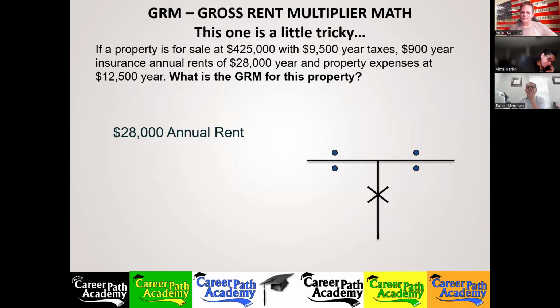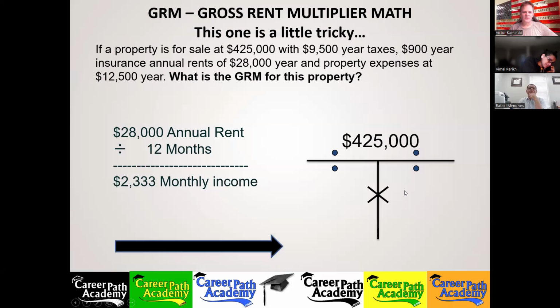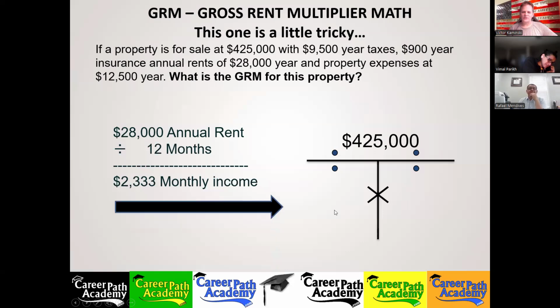The annual, no, the monthly gross monthly income. So what do we got to do to figure out the monthly? We got to divide this by 12, and then we get the gross monthly income. So we can put the value up top as we're figuring out the GRM. The large number goes up top, and then down the bottom, we'll put that gross monthly.